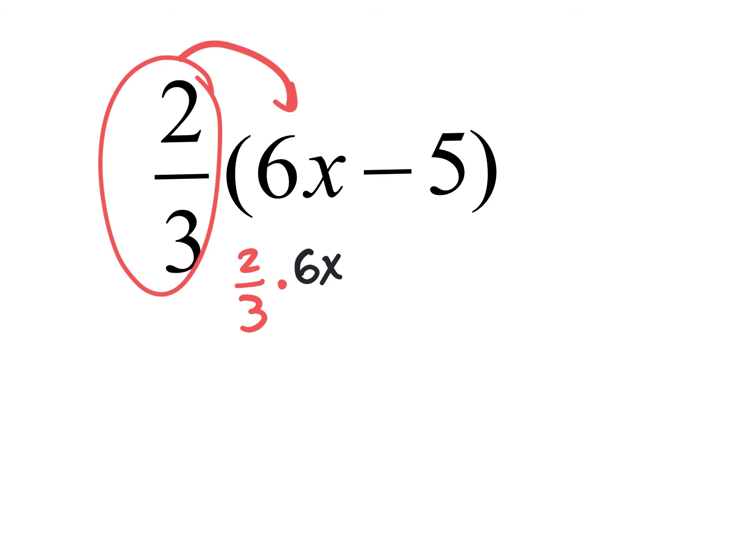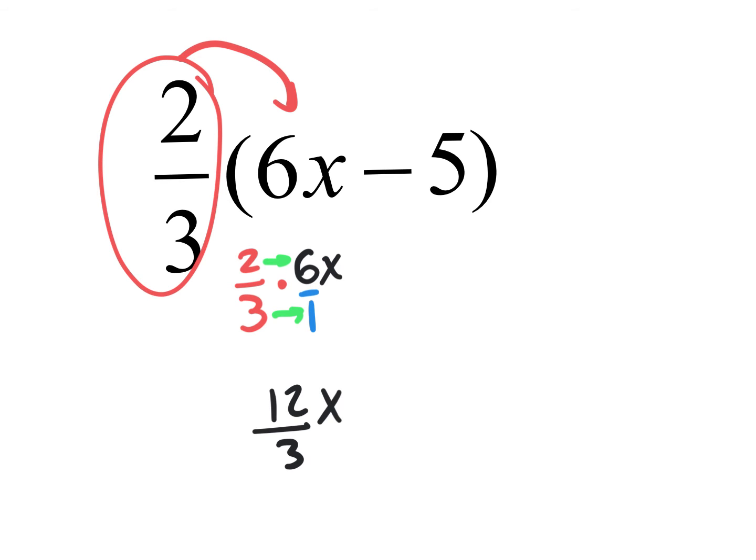Now, of course, we said multiplying fractions is easy. You could make that 6 look like a fraction by putting it over 1. And then you could multiply the top with the top and the bottom with the bottom and then reduce. So what is on top, 2 times 6? 12. And on the bottom, what's 3 times 1? 3. And let's not forget about the x right here. We're going to put that x right there. I'm just going to put it on the side.